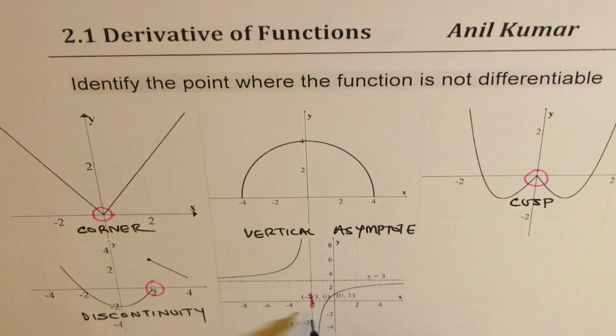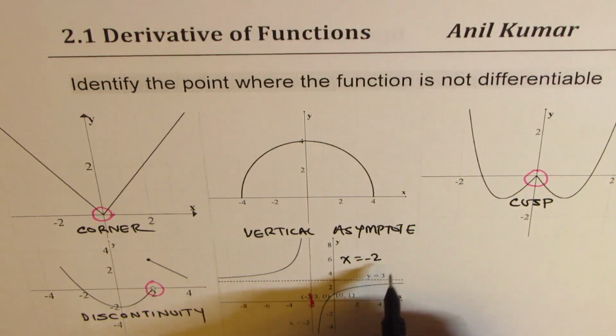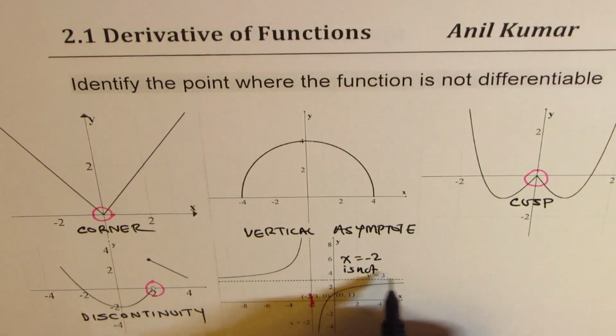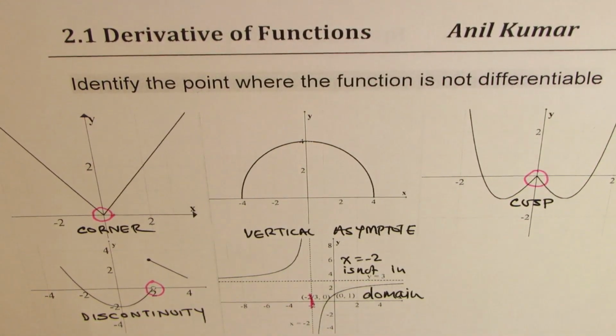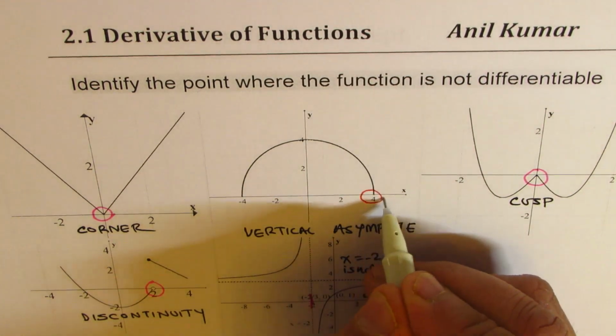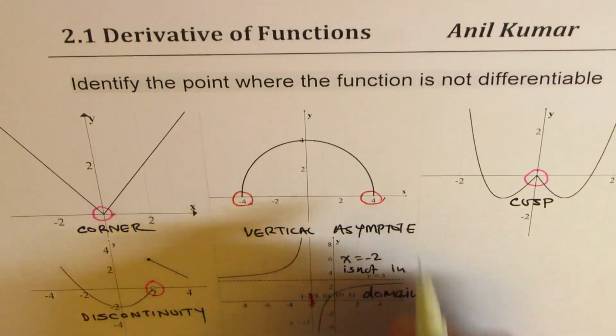And the point x equals -2 is not in the domain. Do you understand? And therefore, the function is not differentiable at that point. The function is not differentiable because the point is not in the domain. How can you draw a tangent line? But I want you to give me the reason for what I have left here. Why is this function not differentiable at ±4?